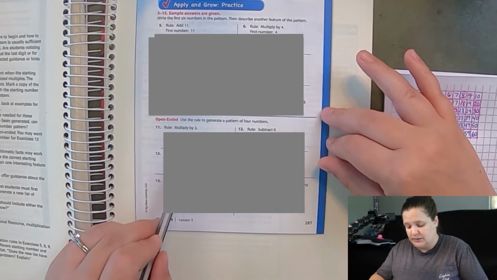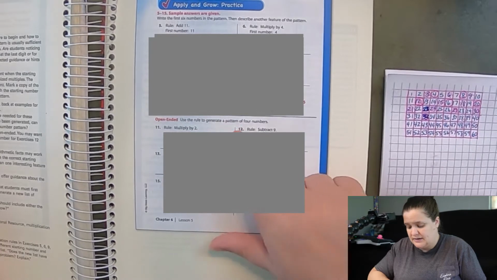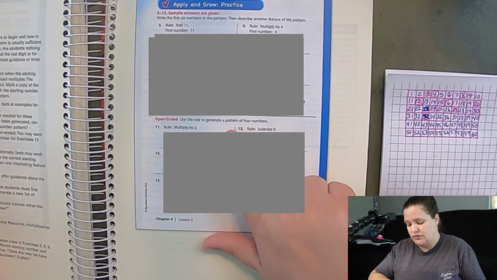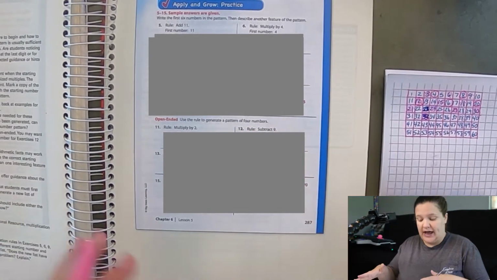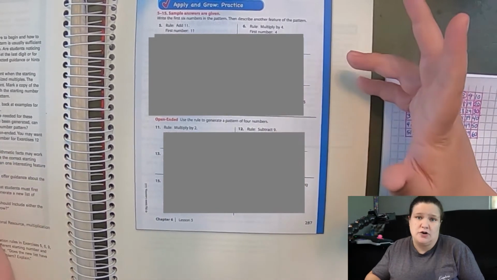So the rule is multiply by 2. So you can start with whatever number you want to. And it says generate a pattern of 4 numbers. So you only have to have 4 numbers in your list. But you can start with whatever number you want.